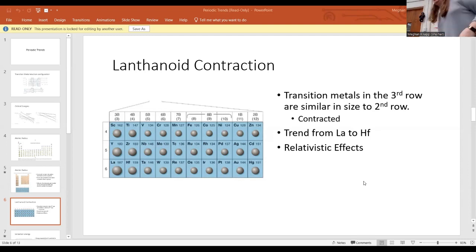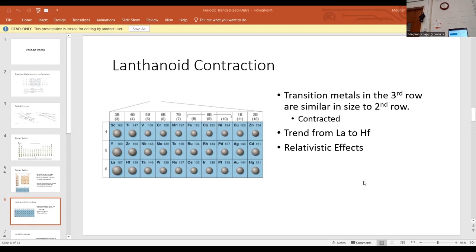So we have been talking about periodic trends, and we talked about the change in size as we go across the periodic table. The last thing that I mentioned was the lanthanoid contraction. This is the idea that if we look at the transition metals, we expect the trend of going down groups to be continuous, but what we see is between the second and the third row, there really isn't a whole lot of change.